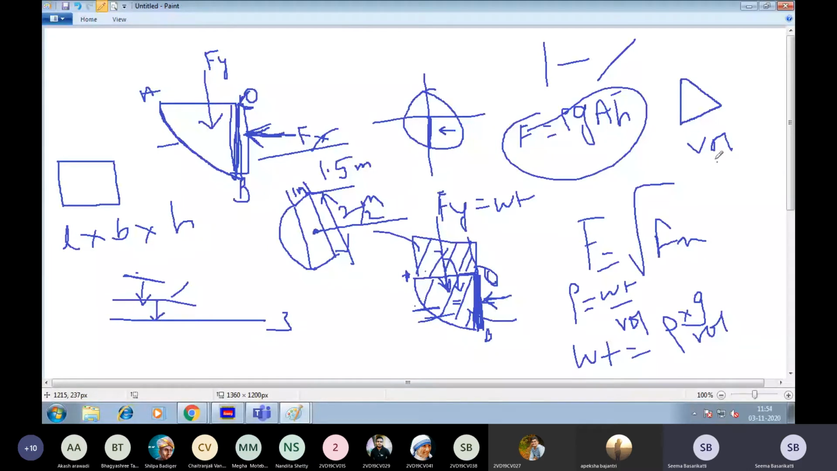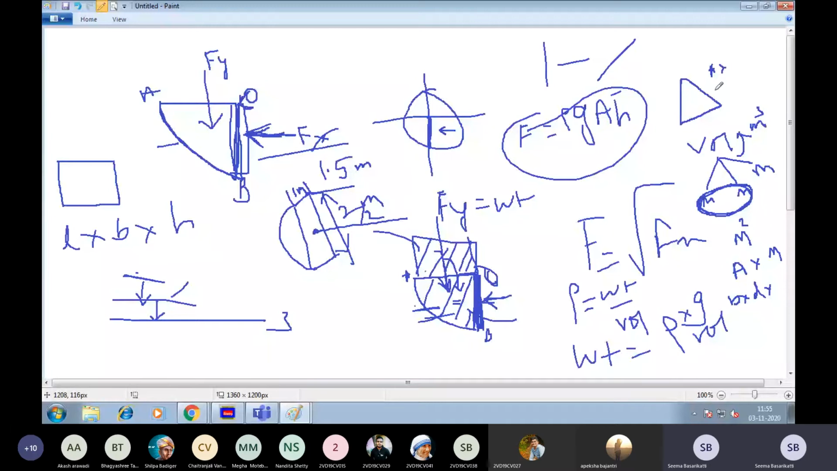Volume is meter into meter into meter. Meter cube is the unit of volume. Meter square is the unit of what? Area. Area is breadth into depth, and this is the width. So area multiplied by the width will give you the volume of the triangle.